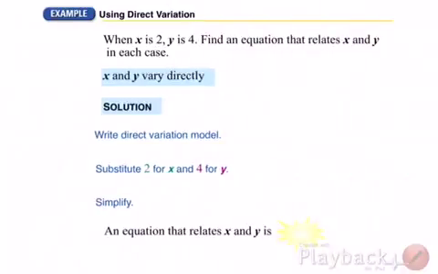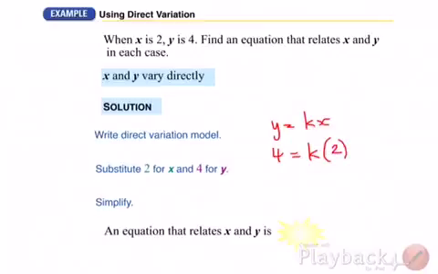Using direct variation, I'm going to solve the following example. When x is equal to 2, y is equal to 4, find an equation that relates x and y in each case. So we know that they vary directly, so we're going to work out our solution. I'm going to write the direct variation model, which on the other page was y is equal to kx, and I'm going to substitute in my values. So my y is 4, my k is the one that I need to know for the equation. I don't know it yet, so I'm going to leave it as k, and my x is 2.